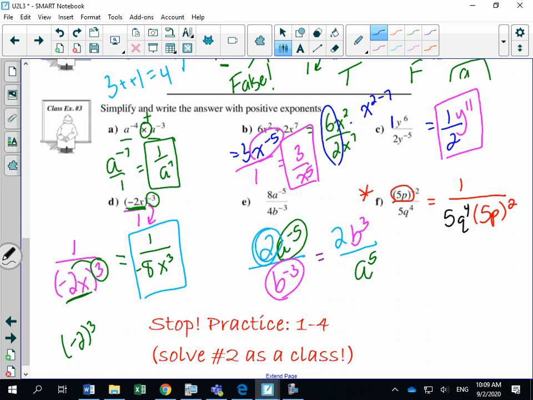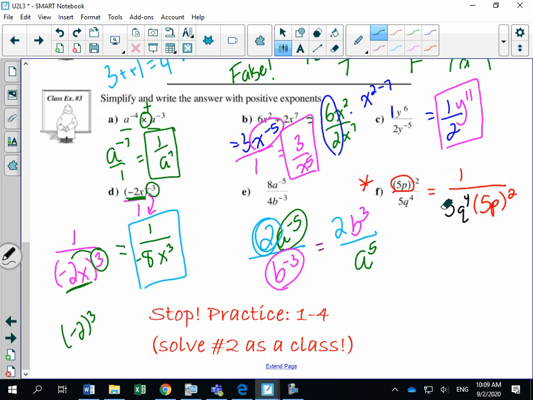And then some students will say, well, what do I write on top? When I bring this down, you can never just leave the numerator blank. There's always a 1 there, okay? So now I can't really do anything with this 5q to the 4, but I could deal with this exponent here. So let's distribute that exponent onto the 5 and onto the p. So I'm going to get 1, 5q to the 4, 5 squared is 25, p squared, 1 over 5 times 25 is 125.